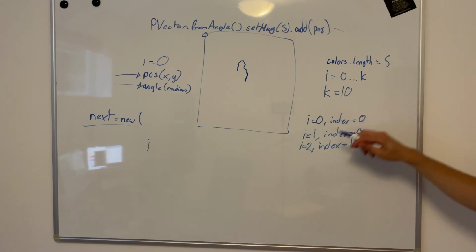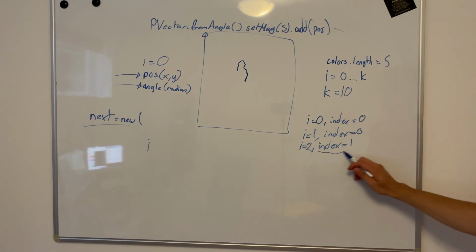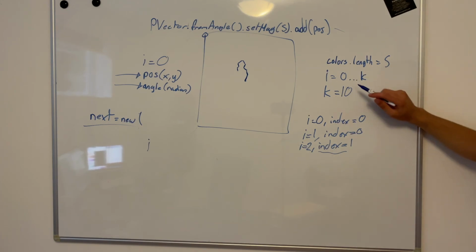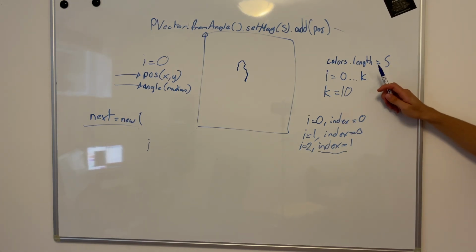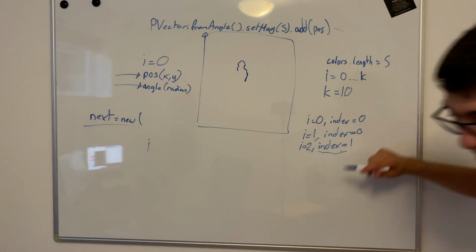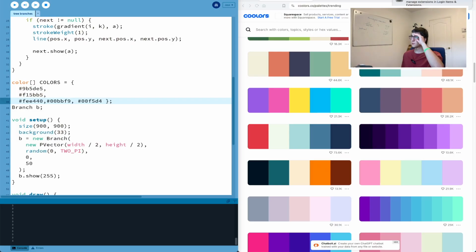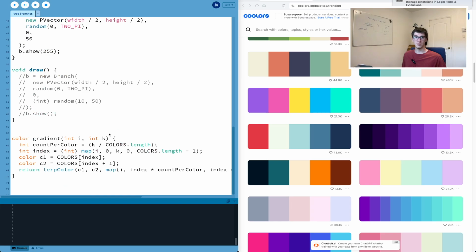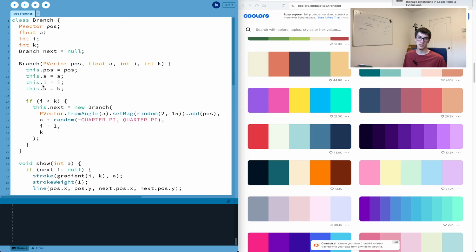We can get this index with map, possibly mapping I, which goes between 0 and k, to 0 and colors.length minus 1. And then that would give us the index. Let's try it. Okay, well, it's been a couple of minutes. I was on the whiteboard. Let me show you what I did. So I did exactly what we said for the index, which got me between 0 and 3 in this case.